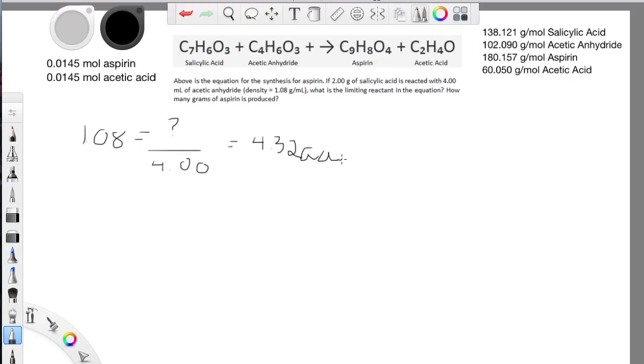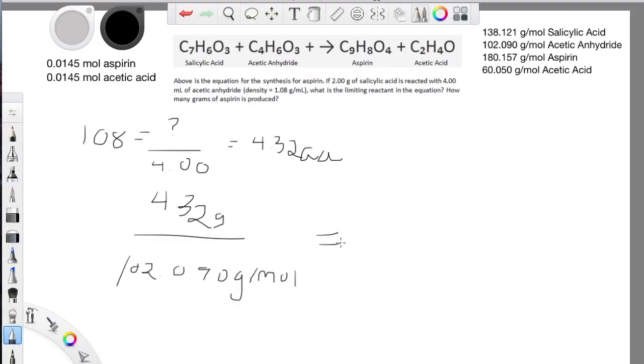Now we need to do the same thing that we did with the salicylic acid to find the moles that we have. So we're going to start with 4.32 grams, and as we can see up here, our molar mass is 102.090, and when we calculate that, we figured that we have 0.0423 moles.